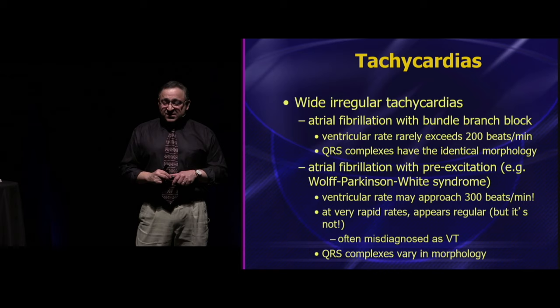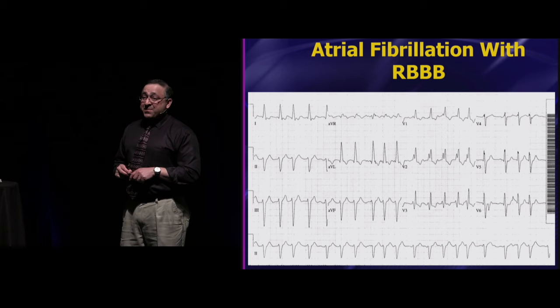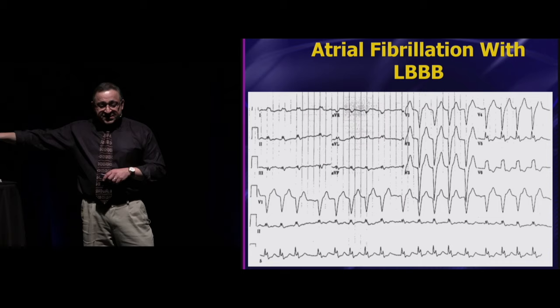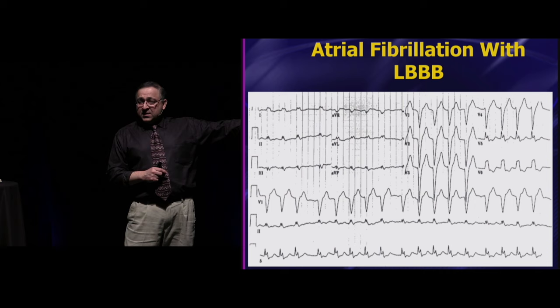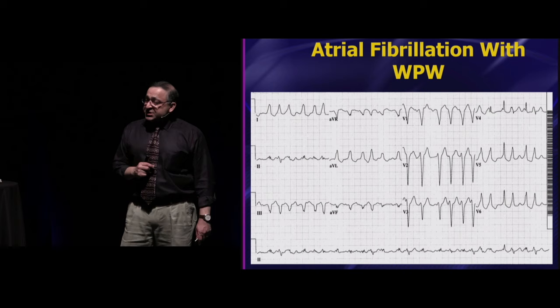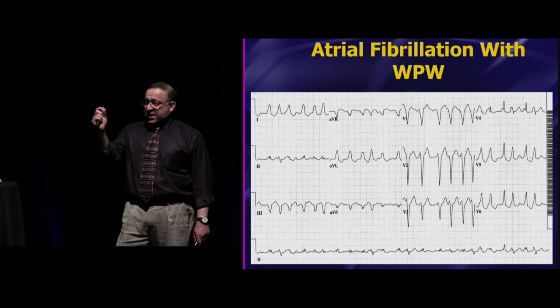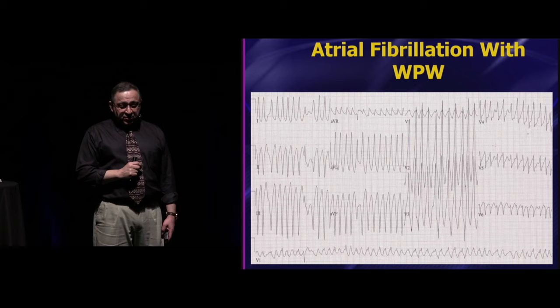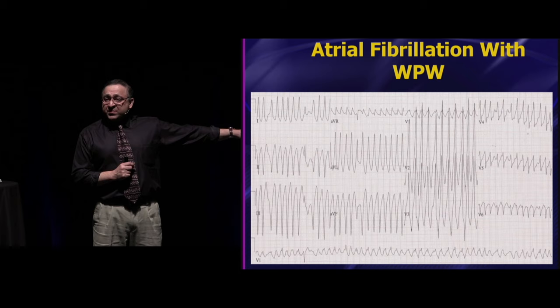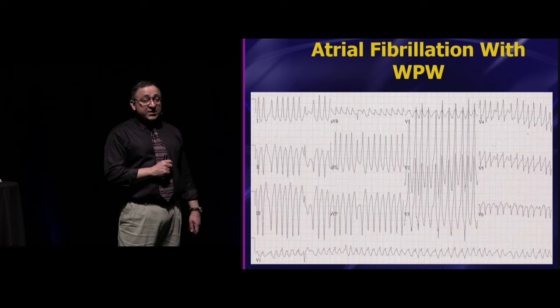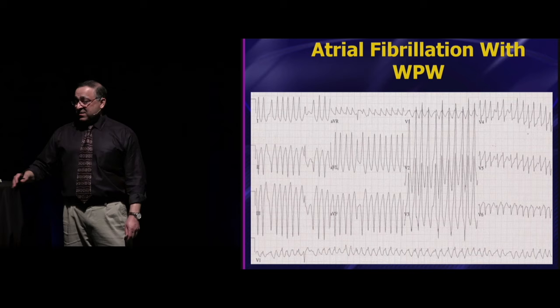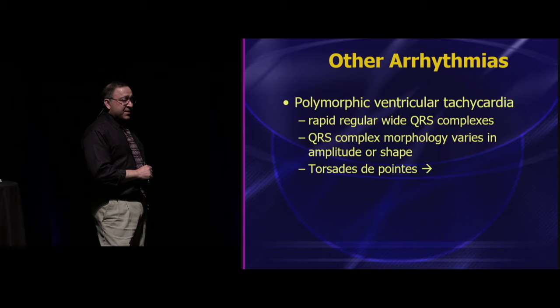But AFib, WPW, this is AFib with a bundle. Notice how the morphologies are all the same. Here's AFib with the bundle. Notice how the morphologies are all the same. Here's AFib with pre-excitation. Notice that the morphologies are changing. QRS width is changing. Some are more narrow, some are more wide. We'll talk later about why that happens. Here's AFib with WPW again. Take a look at the morphologies are changing. And in some places, extremely rapid. If you mistakenly call this AFib with a bundle and treat this patient with calcium channel blockers or beta blockers or DIG or amio, they die. All right? So you've got to remember AFib with WPW. And that's why we're going to spend a decent amount of time on it later on.